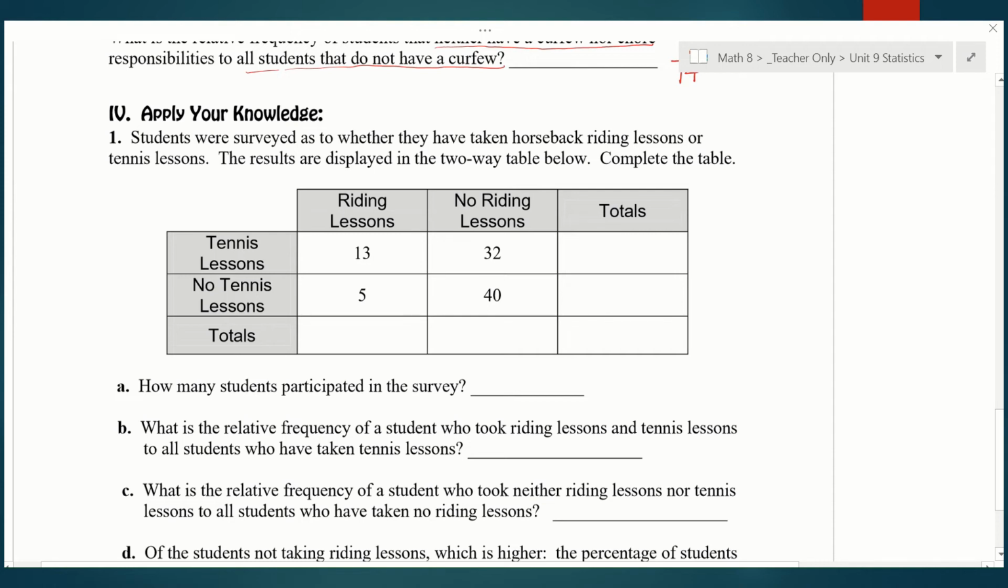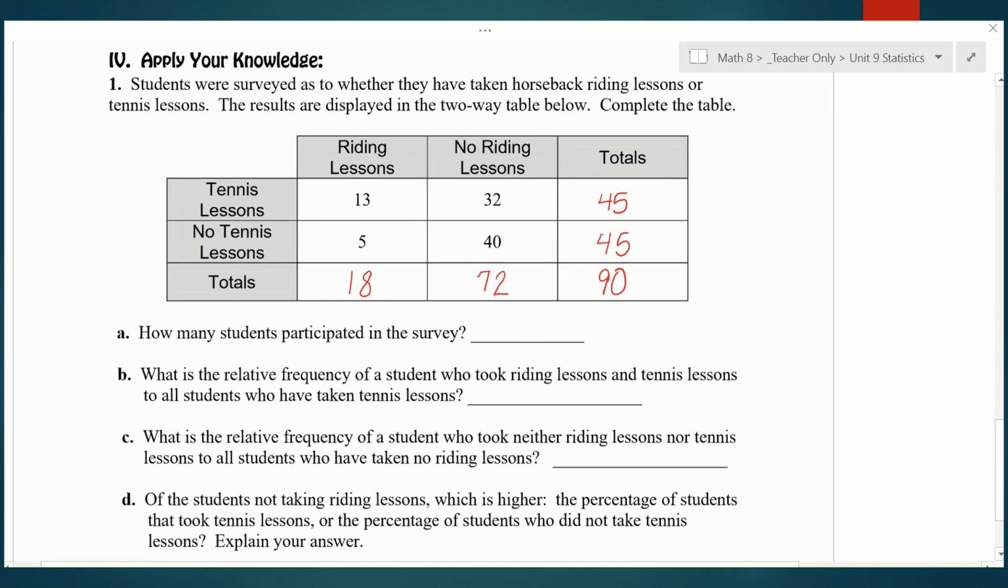So the total number of people that took tennis lessons is my row total, which is 45. The total number of people who did not take tennis lessons is also 45. The total number of people who took riding lessons, 13 plus 5, is 18. And the total number of people that did not take riding lessons, 32 plus 40, is 72. Now if I add my two totals together, they should come up to be the same, and they do. Part A, how many students participated in the survey? Well, that's our overall total of 90.